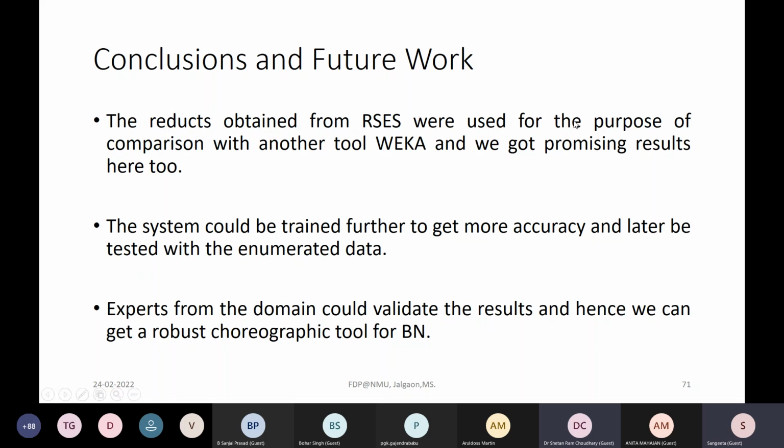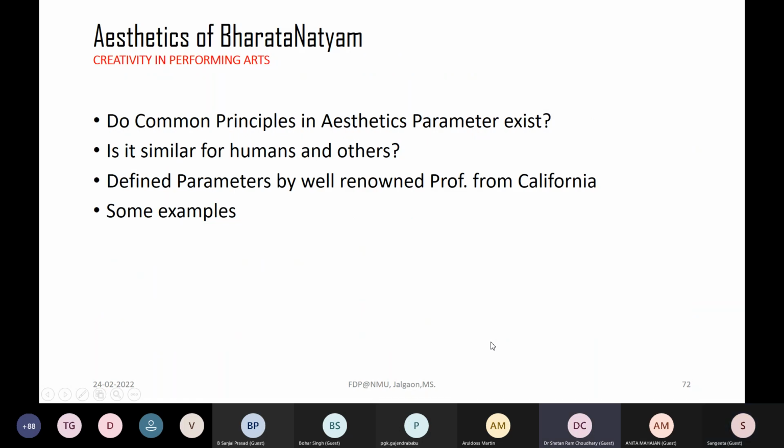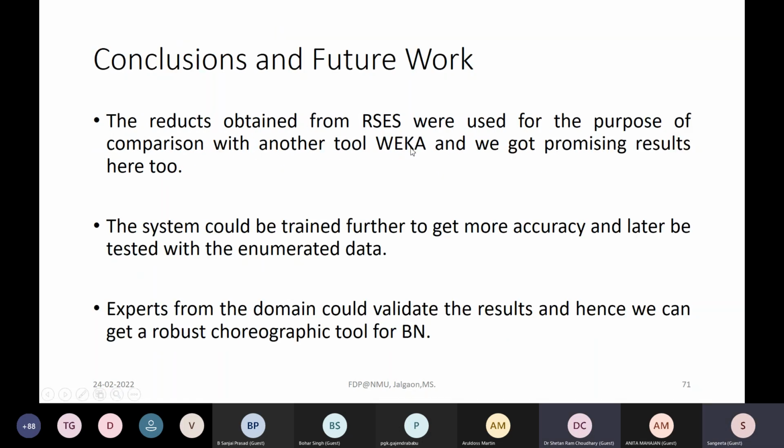So what was our future work at that time? We were using these tools for comparing, and we said that we could train further to get more accuracy, and experts could validate and find out whether this is working well or not. Now, before I go to the next, I always noticed that these experts were always creating problems for us. They were not allowing us to finish our work within the particular time. A research project always runs within a particular time, and I had to finish and submit my thesis at that time.